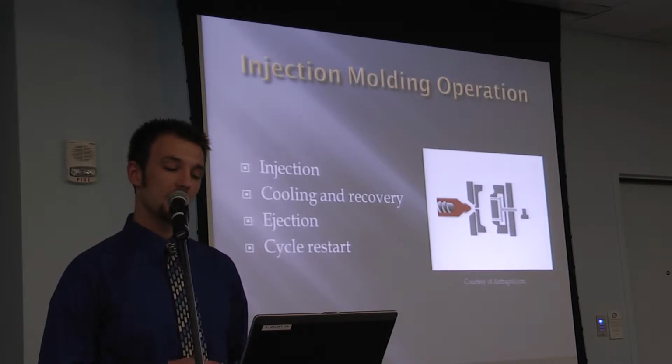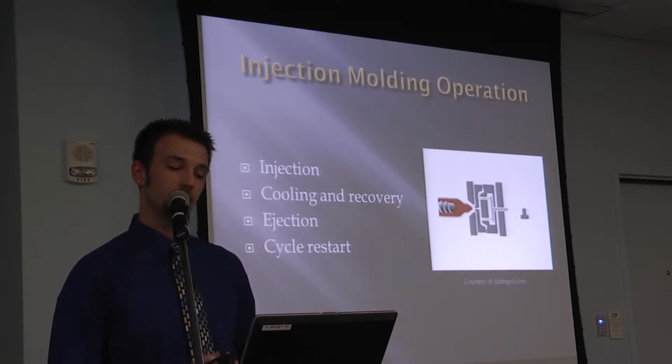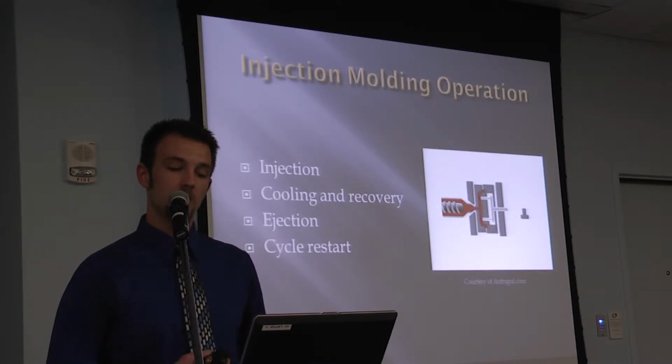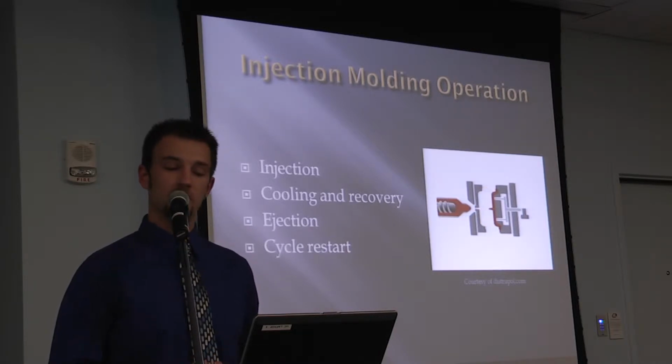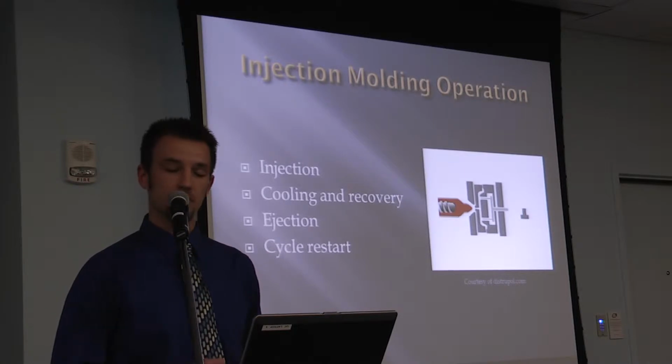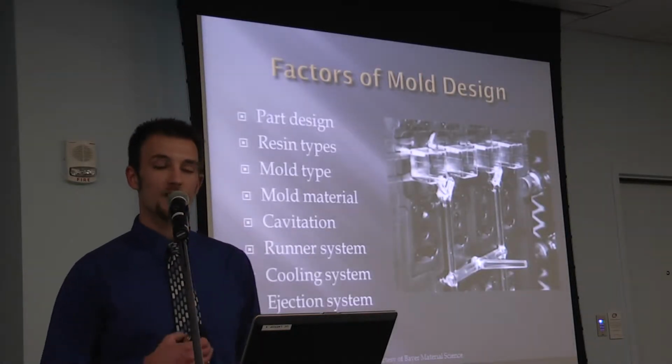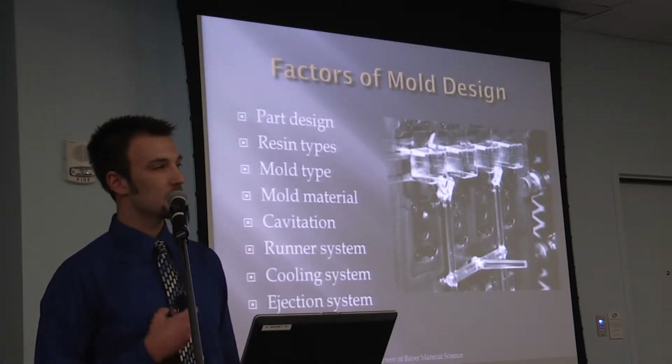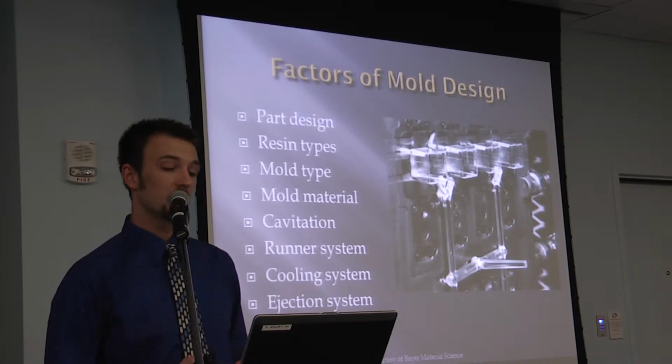So right here we have the injection cycle, going through the sprue and runners into the cavities, cooling, and the recovering of the sprue, and the part is ejected. And once again, the cycle restarts. The factors to mold design: the initial is the part design, the product that we are wanting to produce.